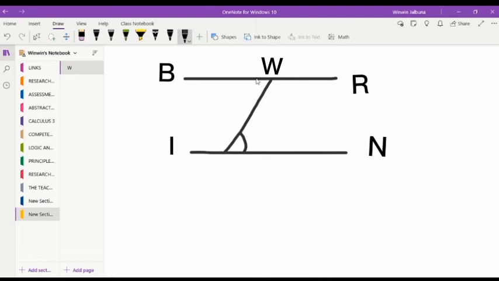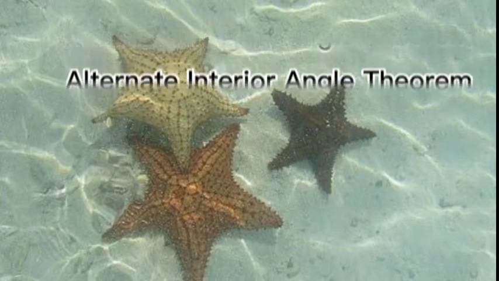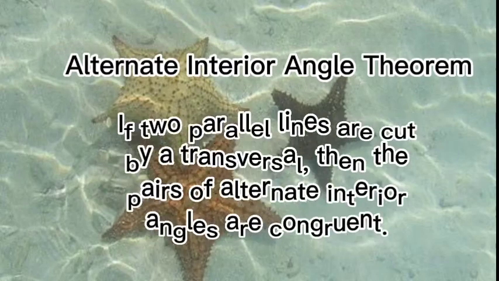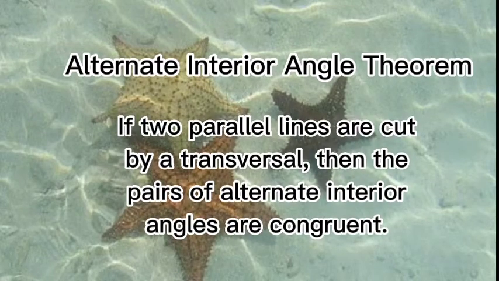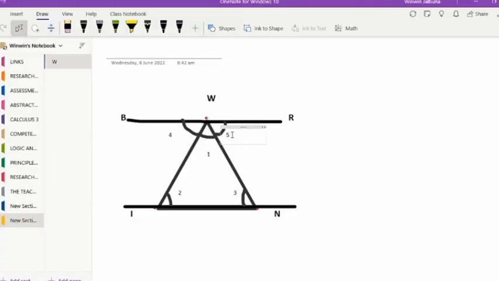The pairs of angles on either side of the transversal and inside the two coplanar lines are called the alternate interior angles. Based on the alternate interior angles theorem, if two parallel lines are cut by a transversal, then the pairs of alternate interior angles are congruent. Looking back at the bigger picture, we can see that angle 2 and angle 4 are alternate interior angles. That's why they are congruent to each other.